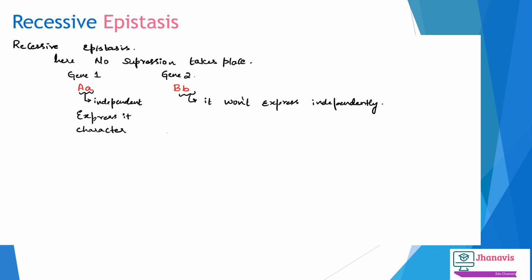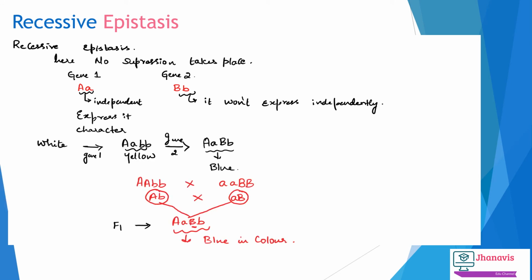This is very, very important. Always remember, in this case, gene 2 cannot express its character until and unless gene 1 is present with it. So gene 2 won't exist independently and is always dependent upon gene 1 to express its character. I am showing this cross with the help of a neat diagram. Please go through this. The parents here will be capital A, small b, crossed with small a and capital B.